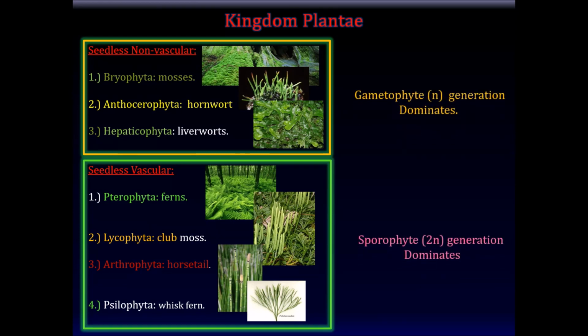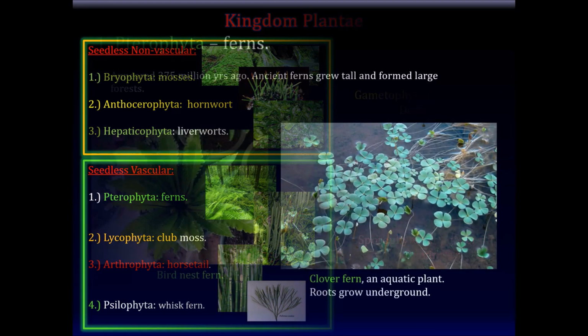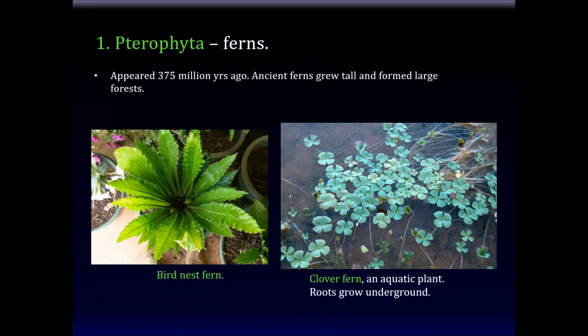Before we begin, if we also recall, in the seedless non-vascular plants, the most basic of plants, it was the gametophyte generation that dominated. And in the plants that we shall talk about today, the seedless vascular plants, the slightly more advanced plants, it is the diploid sporophyte generation that dominates. So let's talk about the ferns.